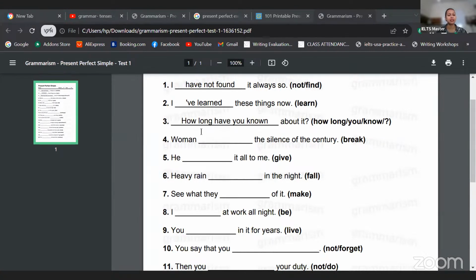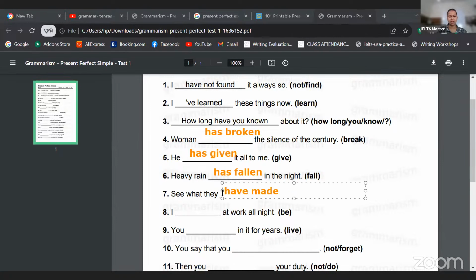Is woman singular or plural? Woman is singular. Woman has broken. He has given. Heavy rain has fallen. See what they have made.